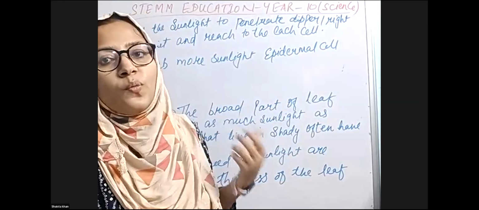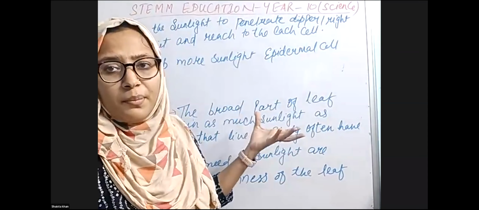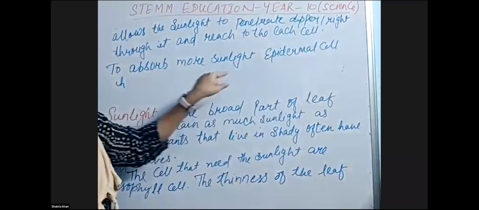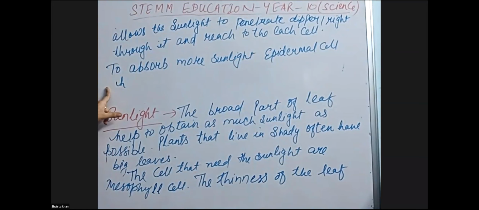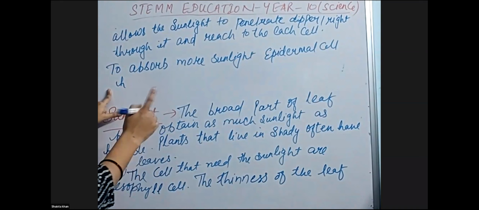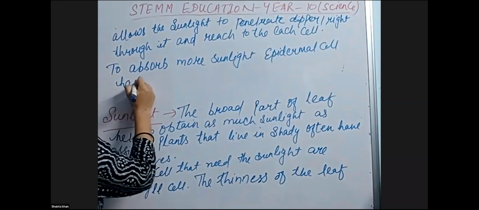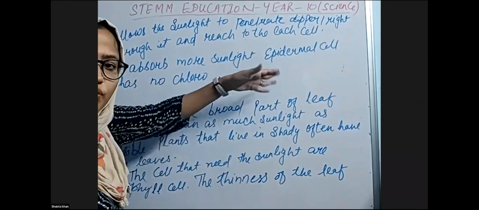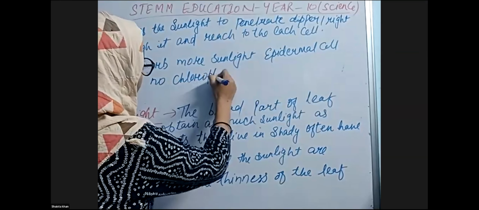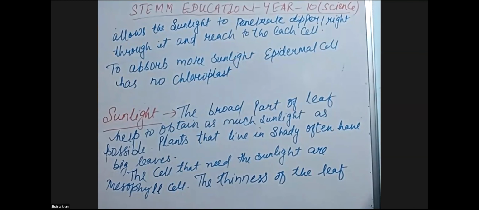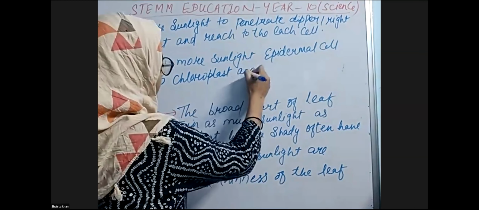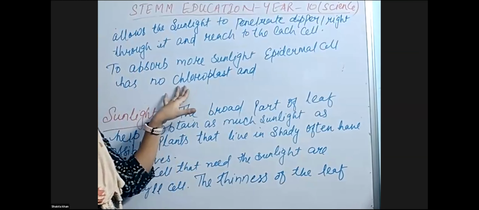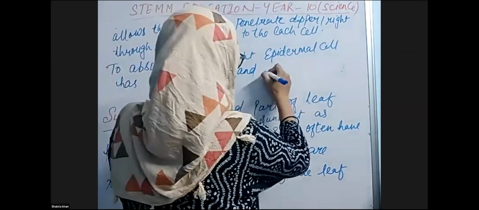They need oxygen, water, and what? Carbon dioxide, so that it can perform photosynthesis and prepare its food. But epidermal cell does not have what? Chloroplast. Epidermal cell has no chloroplast because it doesn't need to perform photosynthesis. No chloroplast. And as well, it is transparent.